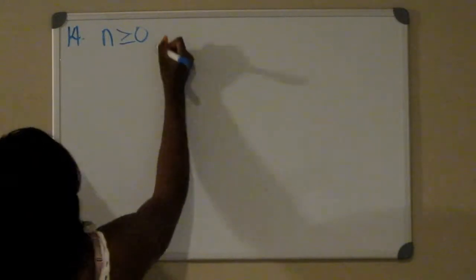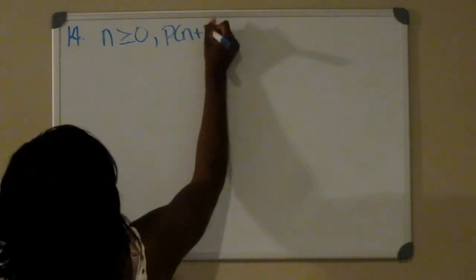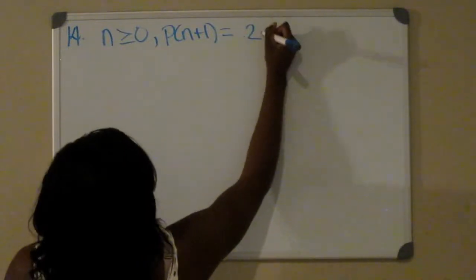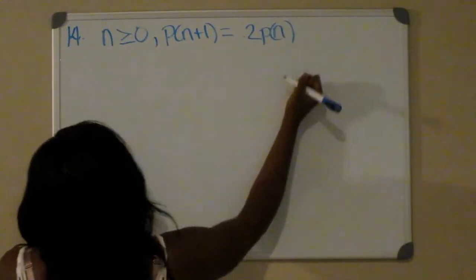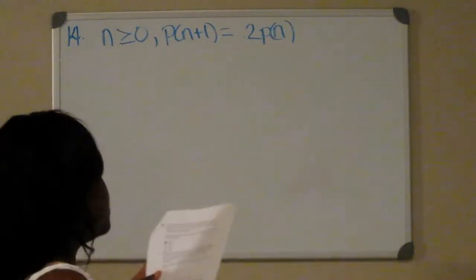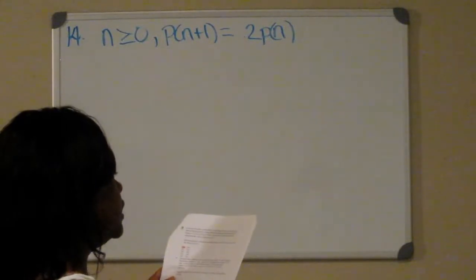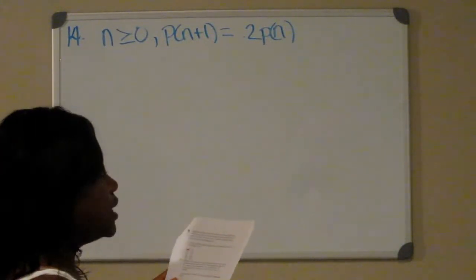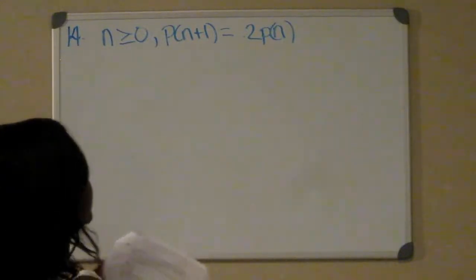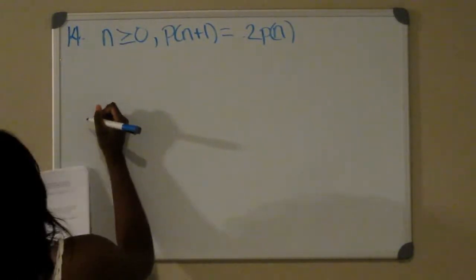In modeling the number of claims filed by an individual under an automobile policy during a 3-year period, an actuary makes the simplifying assumption that for all integers n greater than or equal to 0, the probability of n plus 1 is equal to 0.2 times the probability of n, where P of n represents the probability that the policyholder files n claims during the period. Under this assumption, calculate the probability that a policyholder files more than one claim during the period.